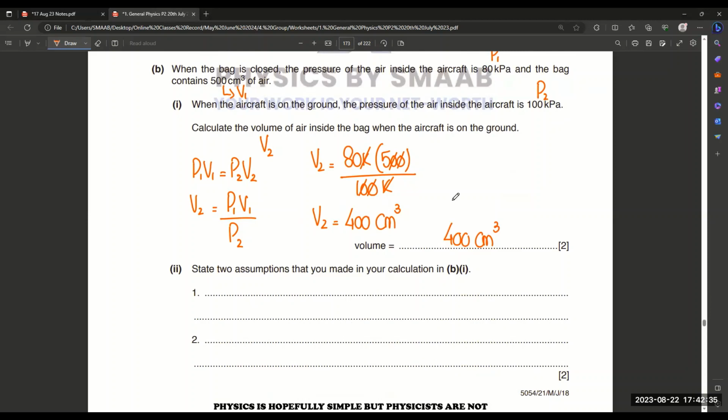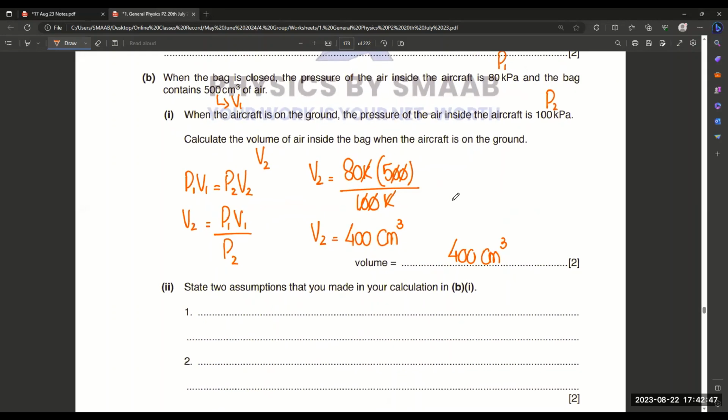And state two assumptions that you made in your calculation in part B, question B, part 1. So you need to write two assumptions. The temperature being constant. Temperature being constant, good. And the second one is, the statement of the law. Pressure is directly proportional to volume. Pressure is directly or inversely? Inversely, sorry, I'm getting confused. Yeah, inversely.